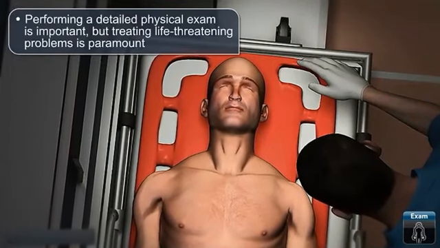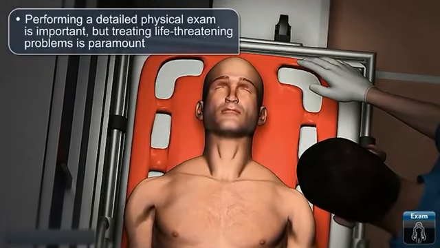Performing a detailed physical exam is important, but treating life-threatening problems is paramount.